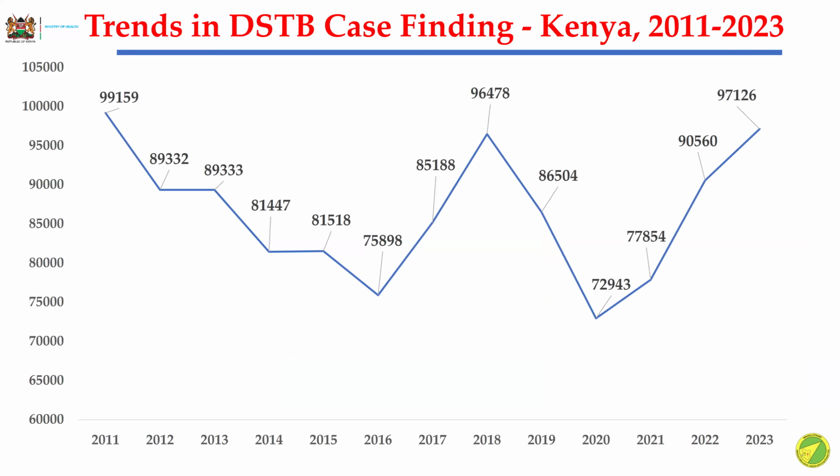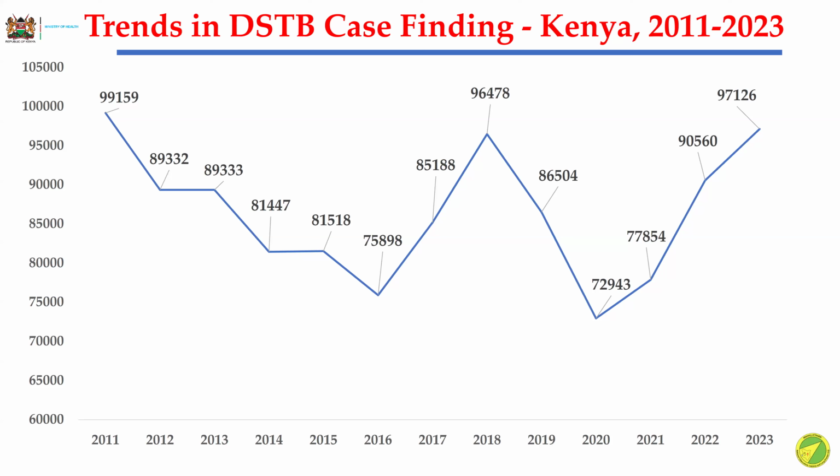You can see in 2011 there were 99 cases, 99,159 cases. 2012 there was a decrease to 89,332. 2013, 89,333, and then 2014 you can see 81,447. And then 2015, there was 81,518. And 2016, now it started to rise up from 75, and then 2017, 85, 96. And then also there was a decline.